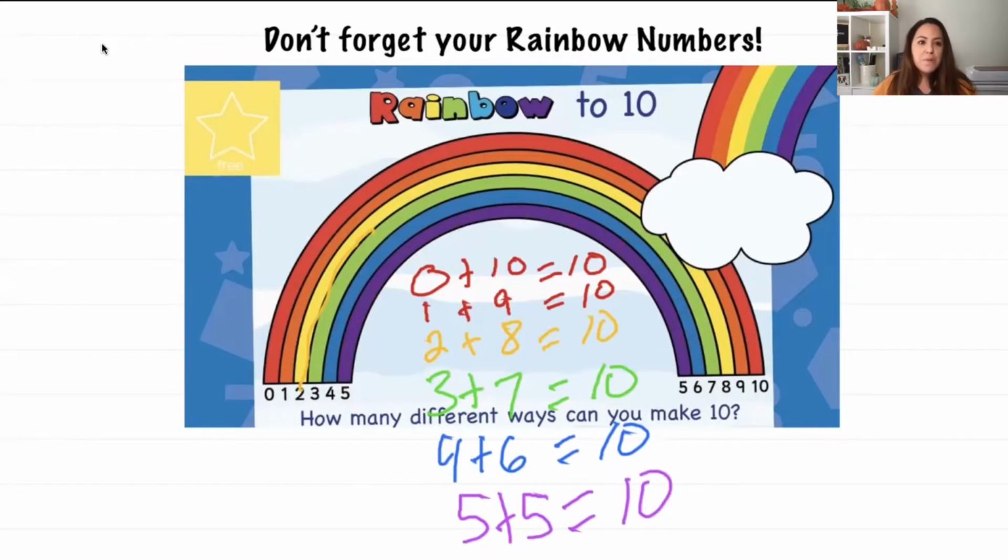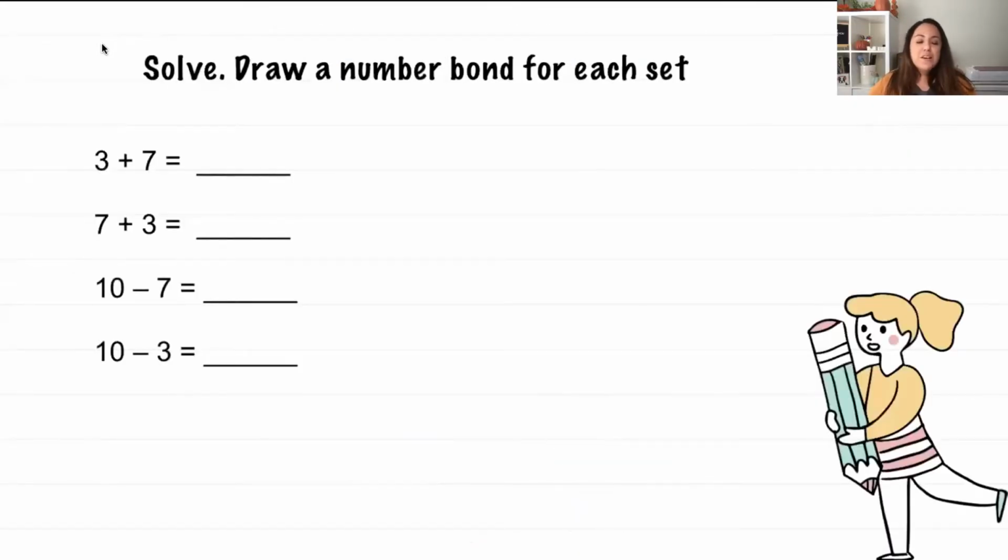So those are our rainbow facts to 10, and those are facts that I always like to say that we should know by heart, because those are just really important facts to know, and they will help us with our math later on. So let's go ahead and talk about number bonds.